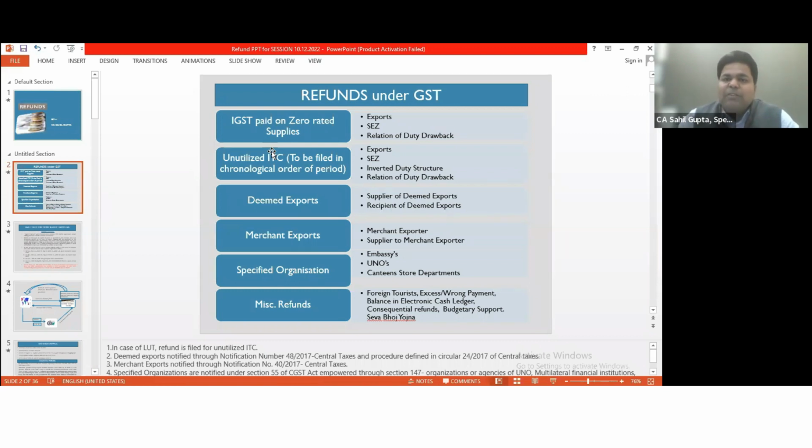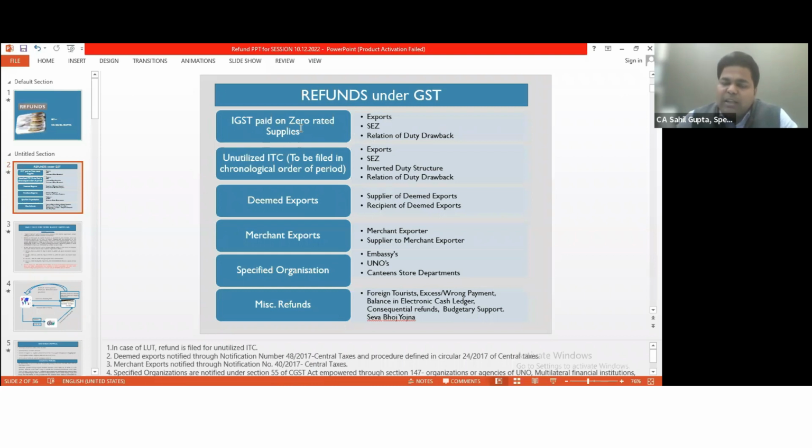There is a difference between zero rated supplies and nil rated supplies. Zero rated supplies has been defined as exports or supplies to SEZ, and nil rated is where the rate of that supply is zero. Don't confuse between zero rated supplies and nil rated supplies. In zero rated supplies, basically exports or supplies to SEZs.